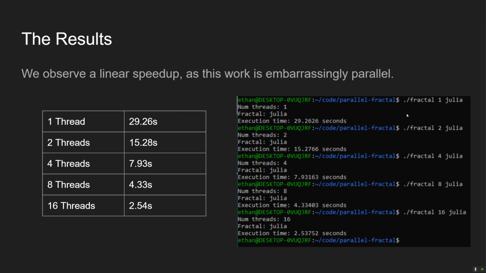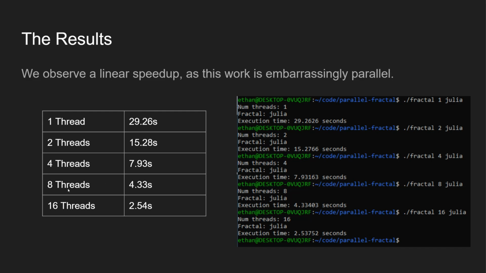So if we look at the results here, we are rendering the exact same Julia set fractal every single time with the same settings. So we see on our first run here with one thread, it took 29 seconds. Two threads, about half that at 15 seconds. Four threads, about half that again, 7.9 seconds. 8 threads took 4.3 seconds. 16 threads took 2.5 seconds. So you can see a kind of linear speed up.